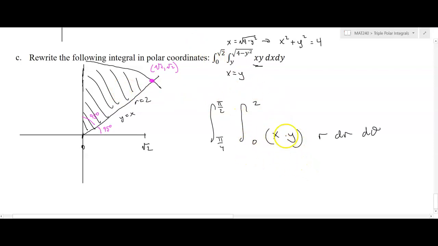Oh, but we do have one problem though. We have to convert x into r cosine theta and y into r sine theta. And now we can go ahead and plug this into our calculator. So that's it for this video. We now have triple integrals and polar coordinate integrals under our belts.